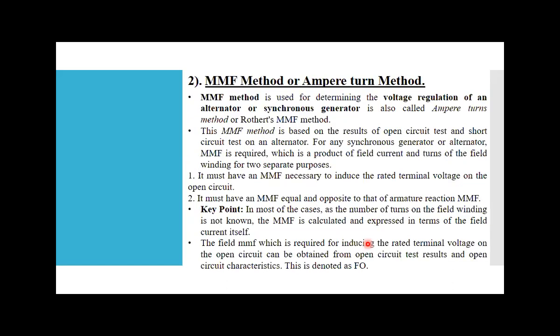Now the second one is known as the MMF method, or the ampere turn method. Today we have to learn about the MMF or ampere turn method. The MMF method is also used to find the voltage regulation of the alternator. It is also known as Rother's MMF method because it was found by Rother. It is also known as the ampere turn method. Why is it known as the ampere turn method?